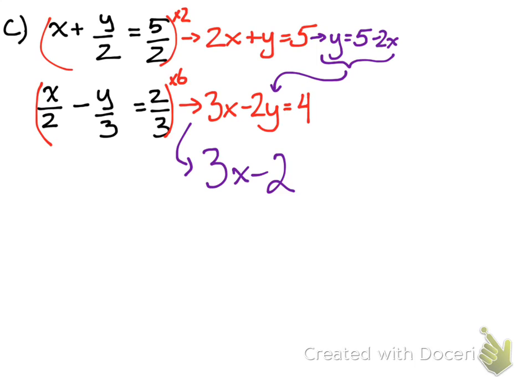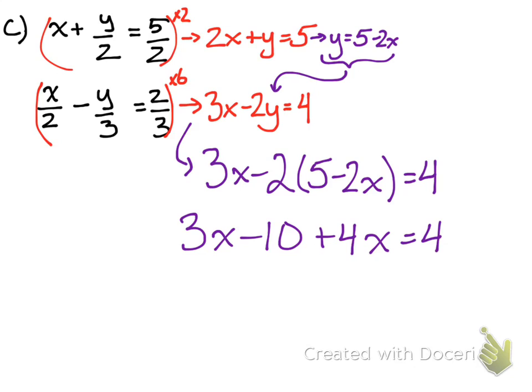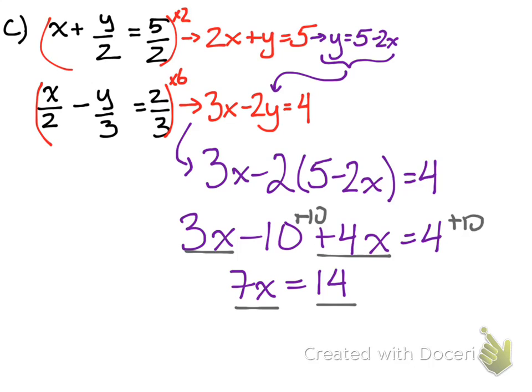And what we end up with is rewriting 3x minus 2y, but instead of y, we're going to write 5 minus 2x is equal to 4. Then we expand and simplify, collect like terms. So 3x plus 4x, that's 7x. And this negative 10, we're going to have to add 10 to both sides. And that's where we get this 14. And then we're going to divide both sides by 7. So we get x is 2.